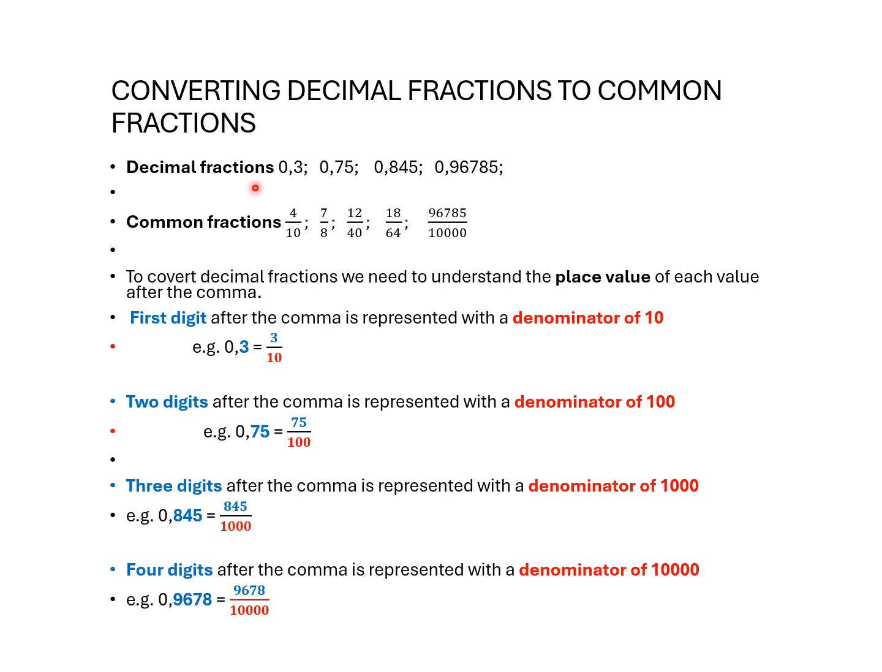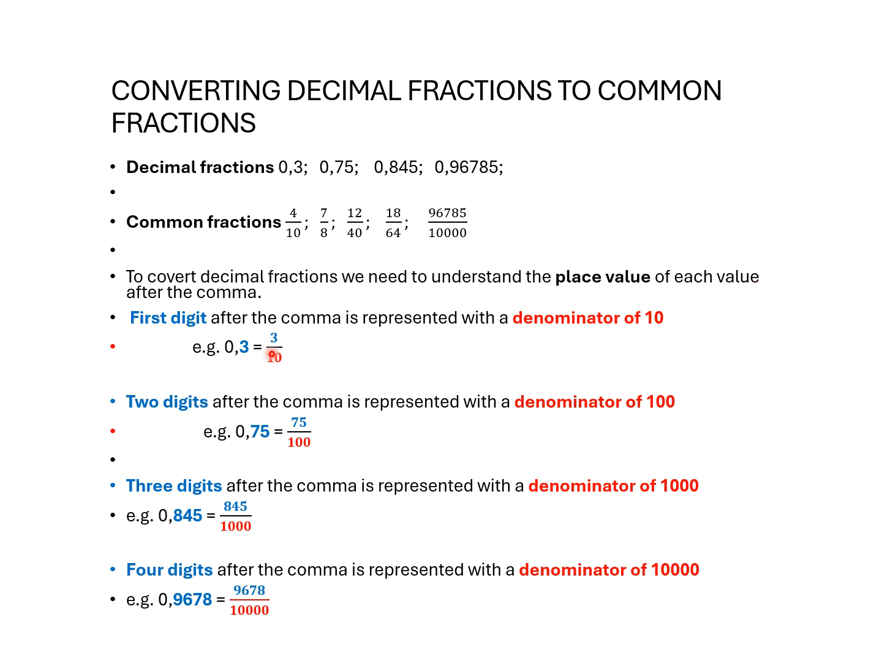Decimal fractions: 0,3, 0,75, 0,845, etc. These are referred to as decimal fractions. Common fractions have a numerator and a denominator, so 4 over 10, 7 over 8, 12 over 40, 96,784 over 100, or no, 10,000, right? These are called common fractions, right? So we must be able to convert decimal fractions. We need to understand the place value of each digit after the comma.